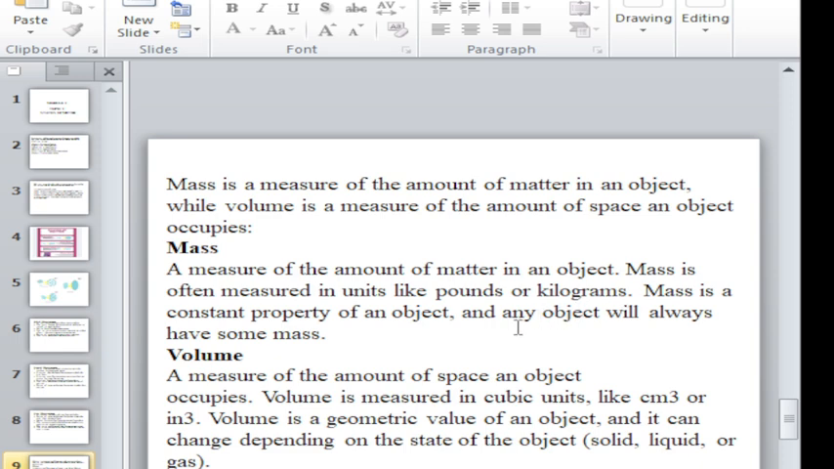Volume is a measure of the amount of space an object occupies. Volume is measured in cubic units like cubic centimeter or cubic meter. Volume is a geometric value of an object, and it can change depending on the state of the object.